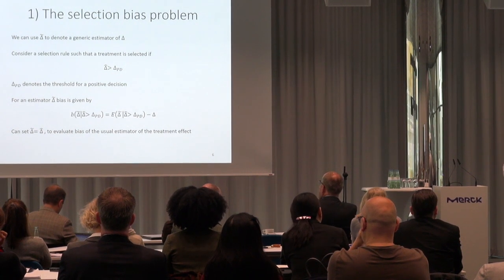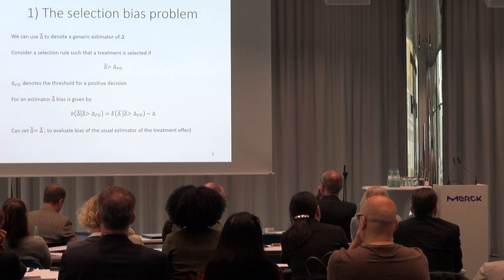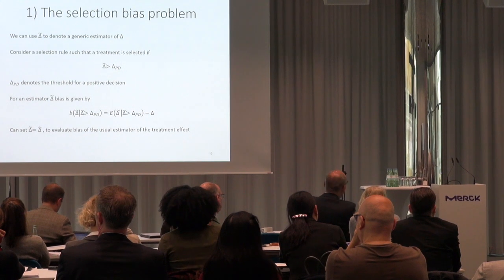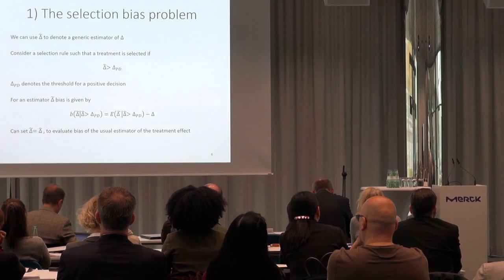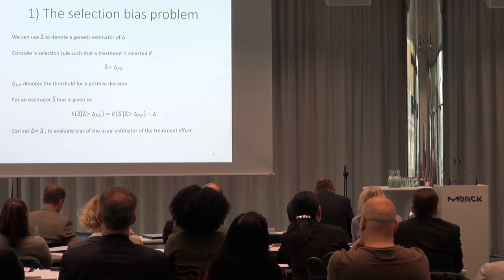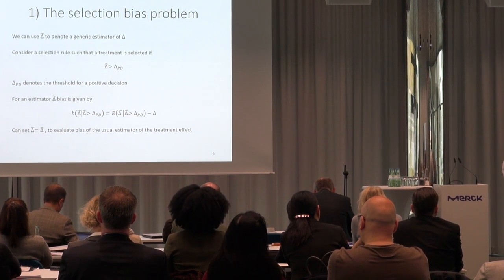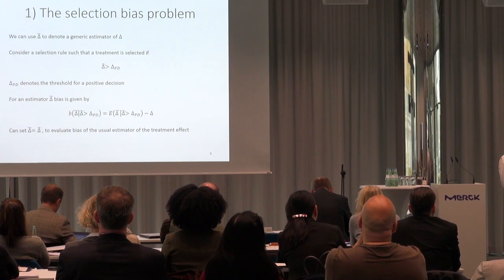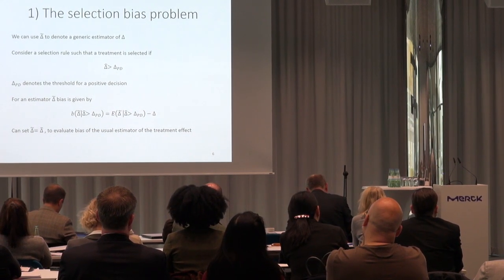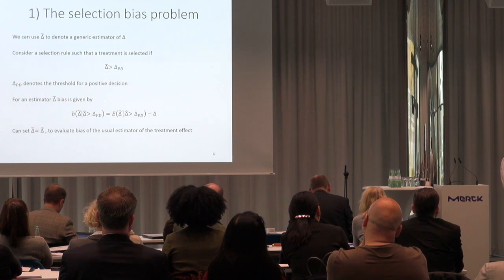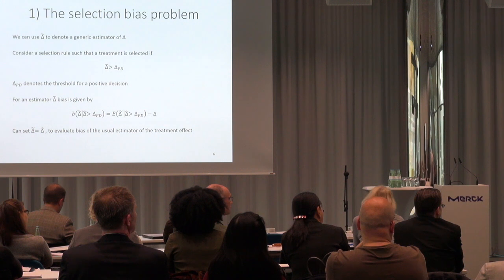So if we have any generic estimate, delta TOR, the bias is going to be given by the expectation of that, but it's conditional because we're saying we have to have a positive result given by delta greater than delta PD. So it's that expectation with that conditional element minus delta that's going to give us our bias for any estimator delta TOR. That's the decision rule for that treatment going forward.